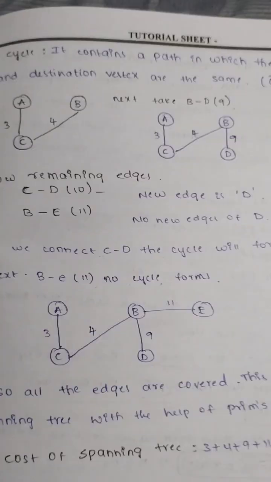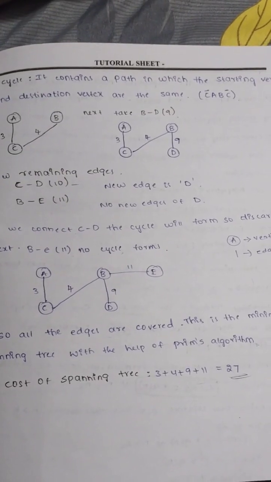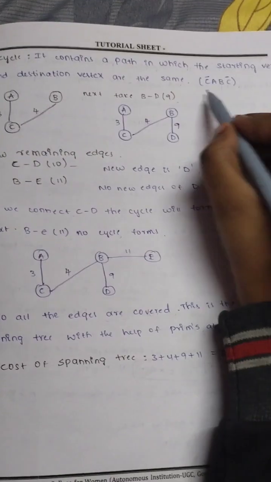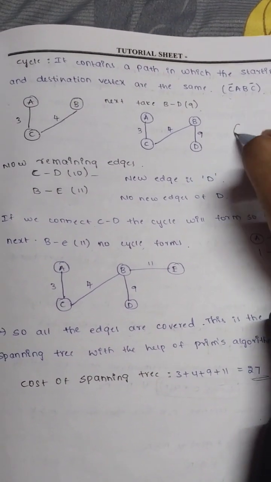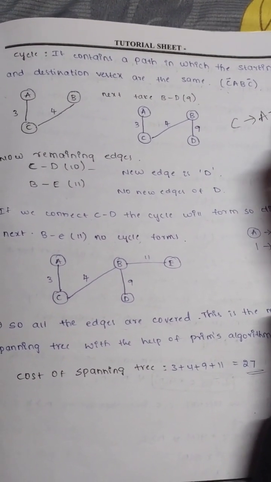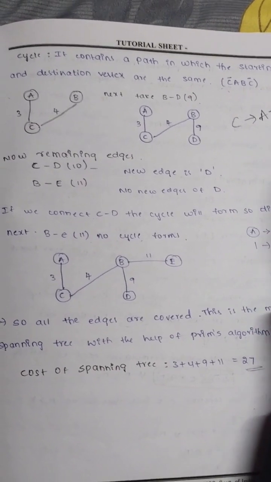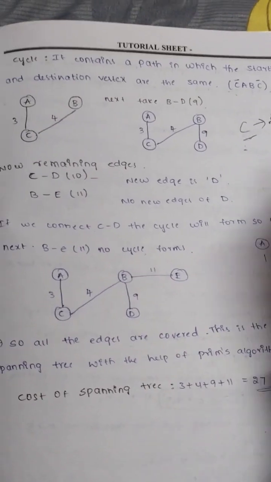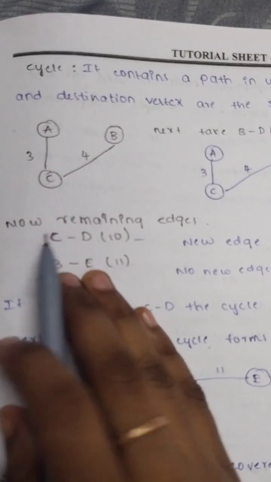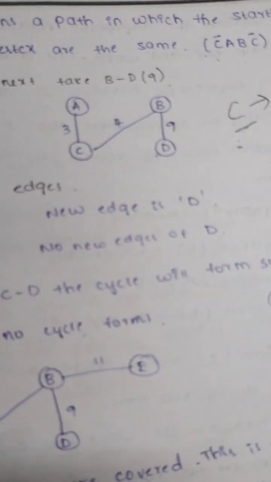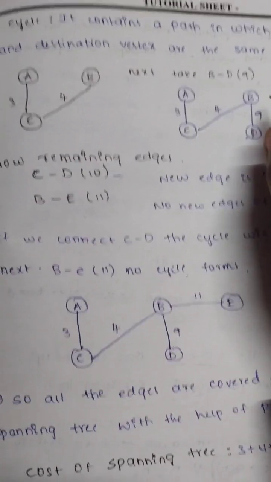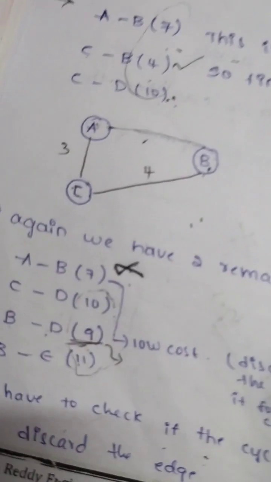So what is a cycle? Cycle means it contains a path in which the starting vertex and destination vertex are the same. So here, from C to A, A to B, again B to C. The starting vertex and destination vertex are the same, that is called a cycle. Now we are adding B to D, because this edge is not forming any cycle, so we can add it directly.